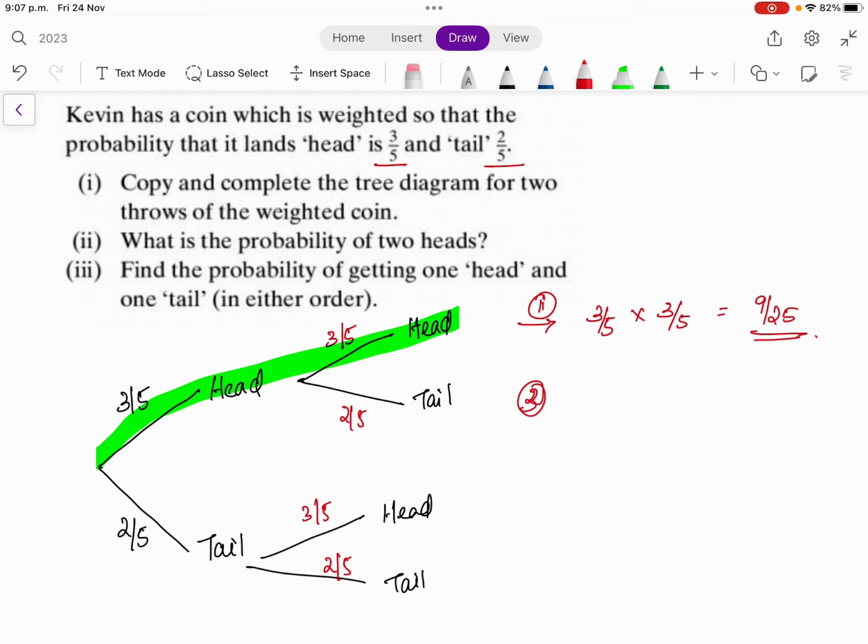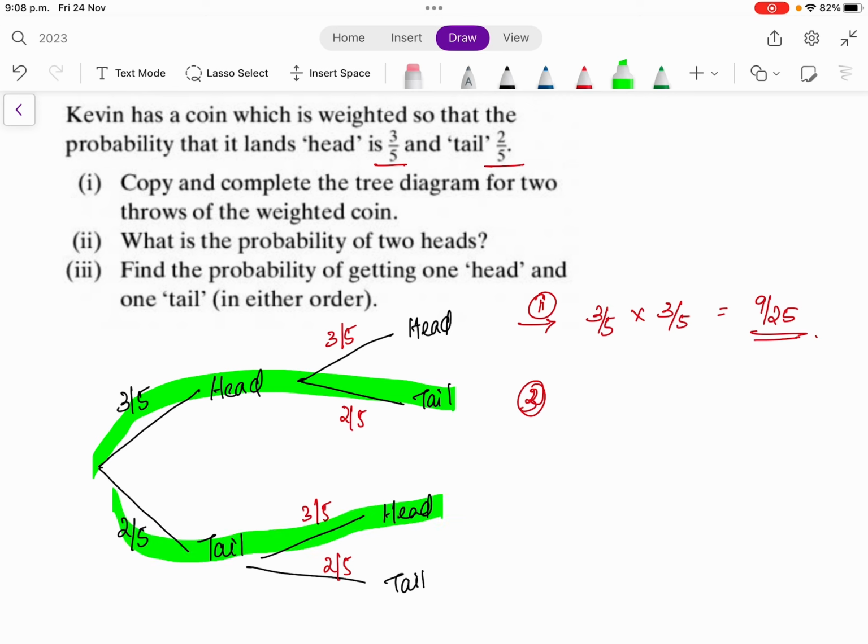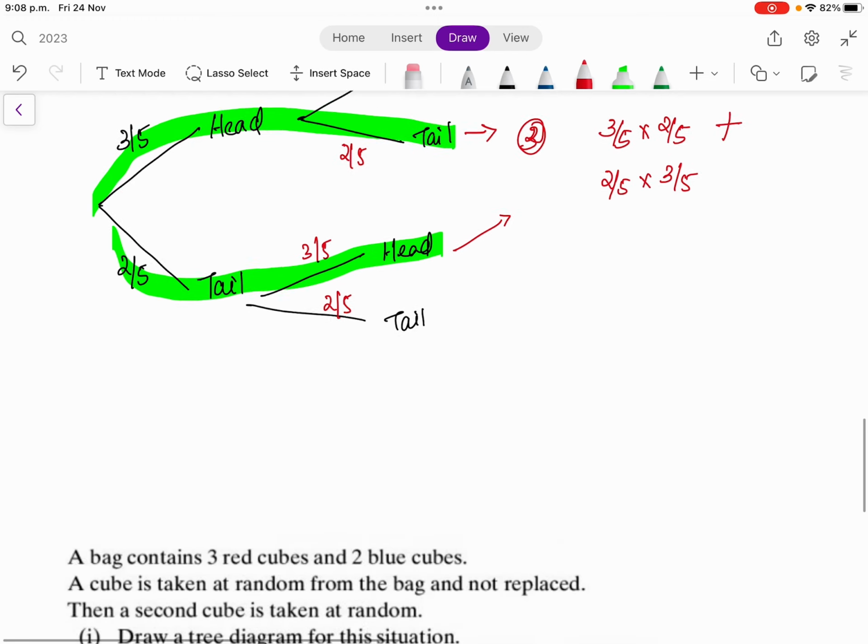To work on the third question, find the probability of getting one head and one tail. So those combinations will work: one head and one tail in either order, or you can have tail and the head. So you work on the probability of this one first, which is 3 over 5 times 2 over 5, plus work on the probability of this one, that is 2 over 5 times 3 over 5. So you add these two together and you will get the probability of this one.